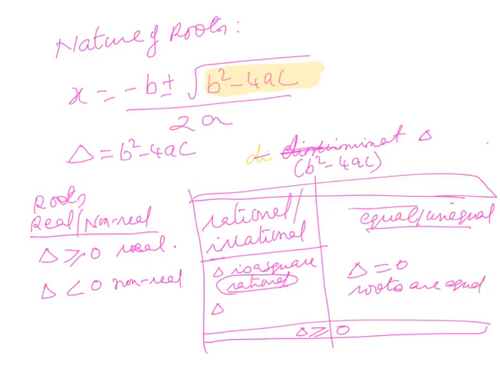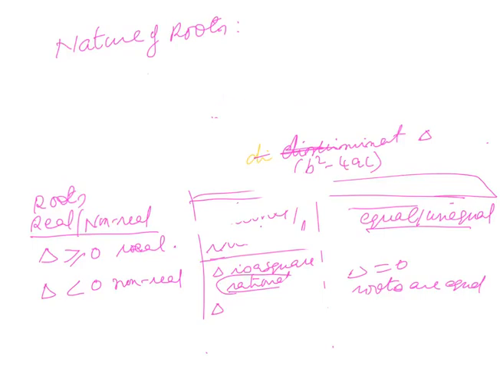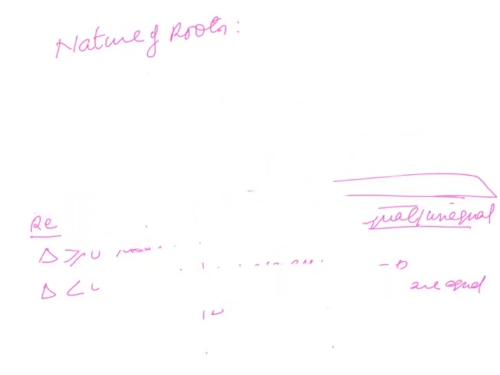That means when this becomes 0, roots are equal, because the root will be minus b over 2a. If you compare this with the quadratic function, it will be a parabola graph. For equal roots, that will be the turning point, which is also the x-intercept. Okay, now let's come back to the nature of roots. I will solve one or two very basic problems on nature of roots.